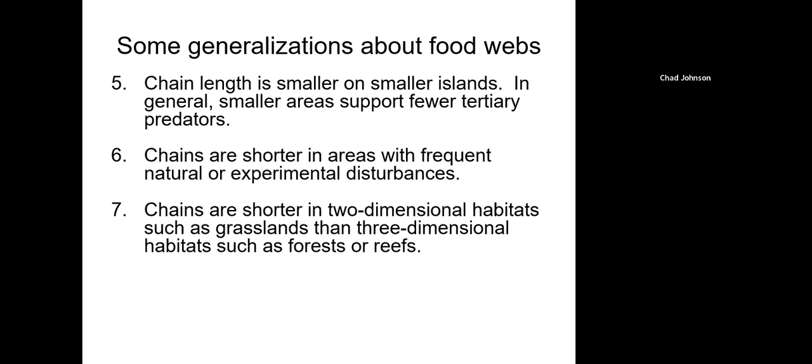Chains are shorter in 2-dimensional habitats such as grasslands. Think about a desert, which is very open, or a grassland, which is very open, and compare it to a tropical rainforest where there's trees. There's entire ecosystems up in the treetops. These can support longer chains than 2-dimensional habitats. If you go out and up, you can have more 2nd, 3rd, and 4th level predators.